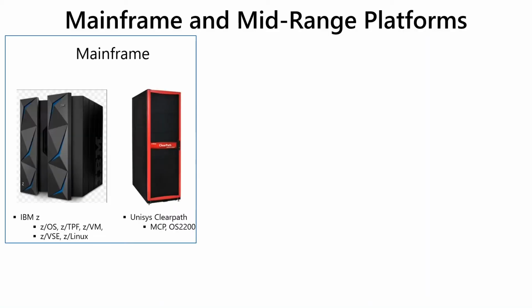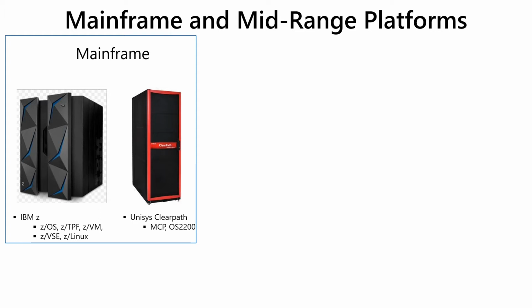And what do we mean by mainframe and mid-range platforms? Well, at least in Microsoft terminology, a mainframe is an IBM Z series system. That could be a number of different operating systems. z/OS is by far the most common, but you also have z/TPF, z/VM, virtual machine, z/VSE, which is kind of like a smaller mainframe. And there's Z Linux, that's where you can run Linux on mainframe platforms.